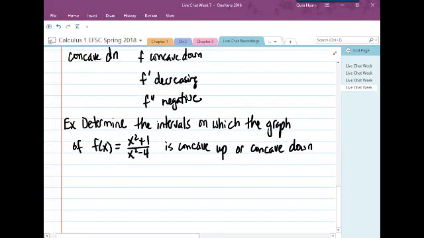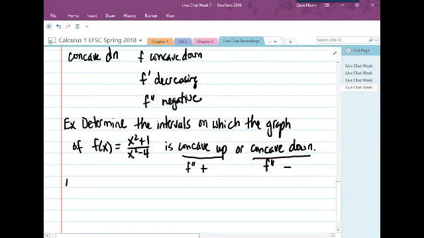Okay, so whenever you have to determine concave up or concave down, what that really means is: where is the second derivative positive, or where is the second derivative negative? And the only way that it can change from positive to negative is to go through 0 or undefined.